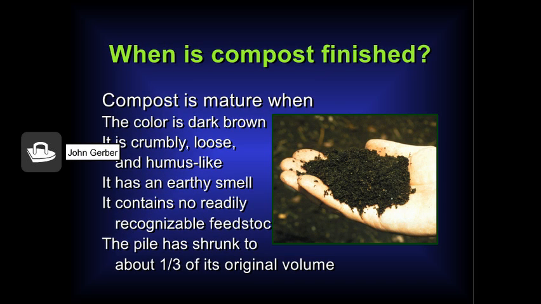And how do you know when the compost is done? Well, it should have a dark brown color. It's going to be crumbly, loose, kind of humus-like. You should not be able to recognize any of the original materials you started with, the leaves, the straw, the grass, the food scraps. And coarse woody materials like twigs and sticks will need to be taken out. The pile has shrunk to about one-third of its original volume when it's fully cooked.